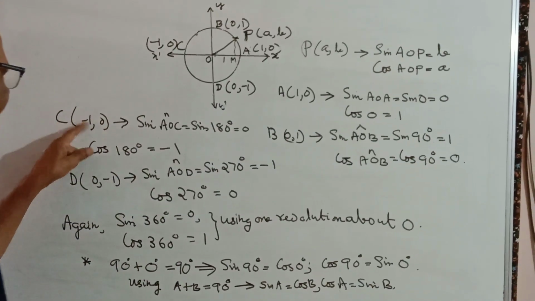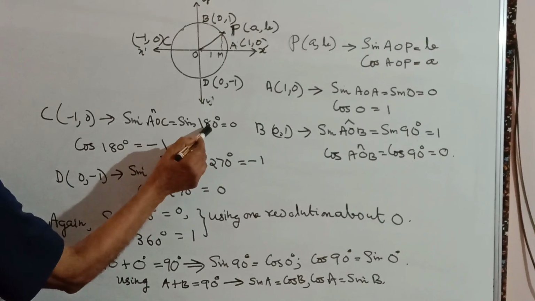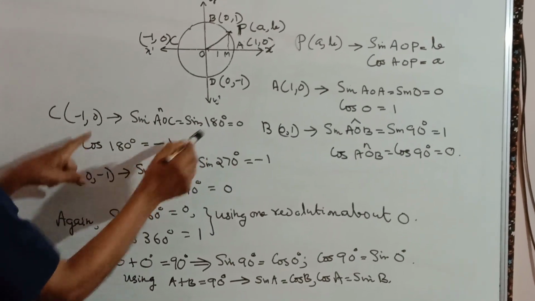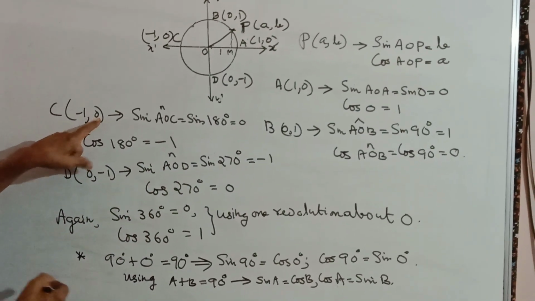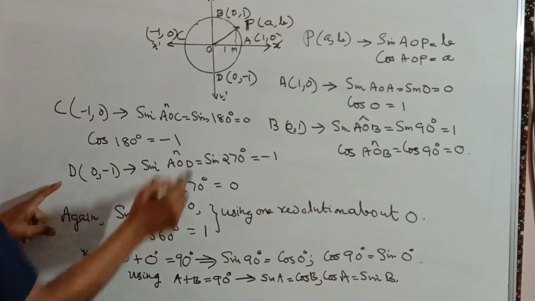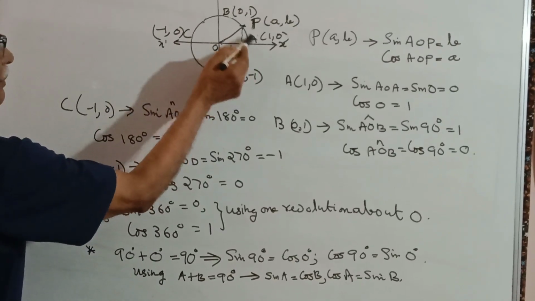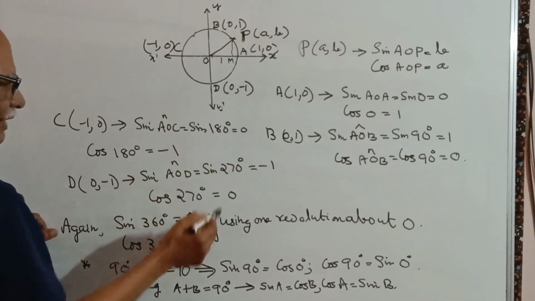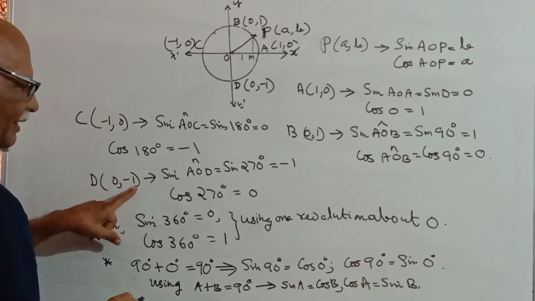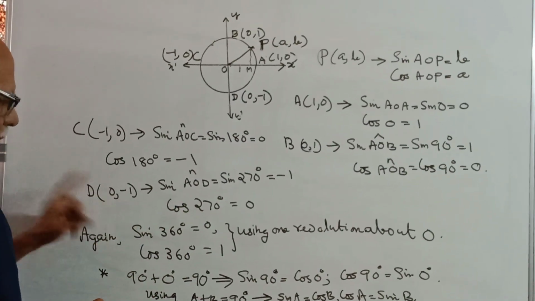Now we move to C (-1, 0). Angle AOC is 180 degrees. So sin of 180 degrees is the y coordinate 0, and cos of 180 degrees is the x coordinate -1. Now we move to D (0, -1). Angle AOD is 270 degrees. Sine of 270 degrees, sine means y coordinate, so it is -1. And cos of 270 is the x coordinate 0.